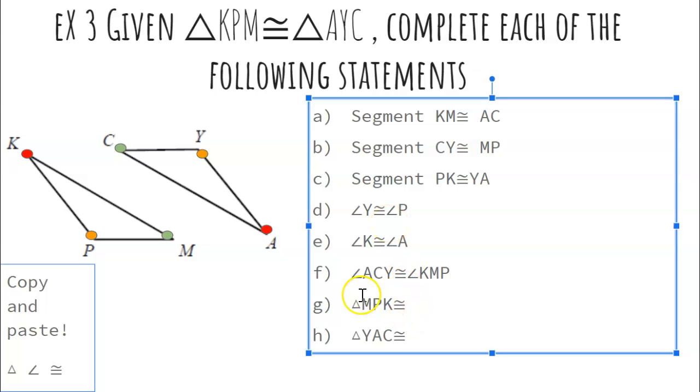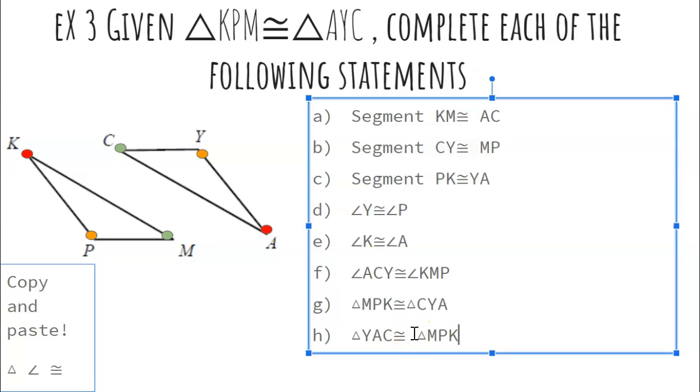All right, now the next one is we're going to go ahead and see triangle. And we're going to do the same concept. We're doing another congruency statement. MPK, which is going to be green, orange to red. So we need green, orange to red. So it's going to be CYA.